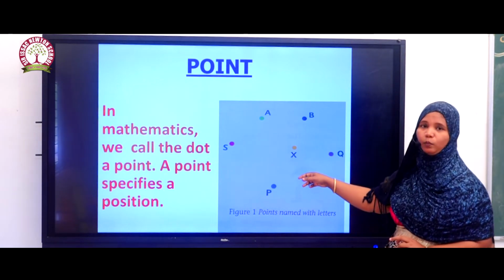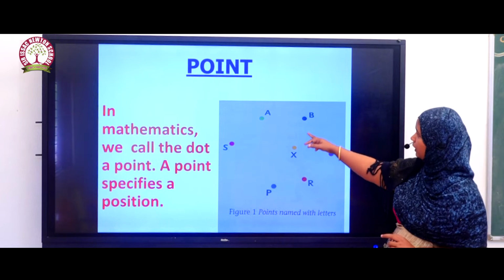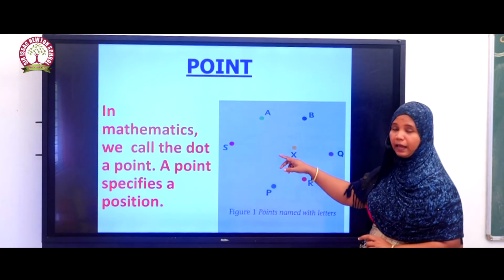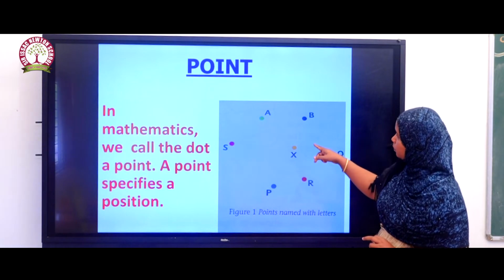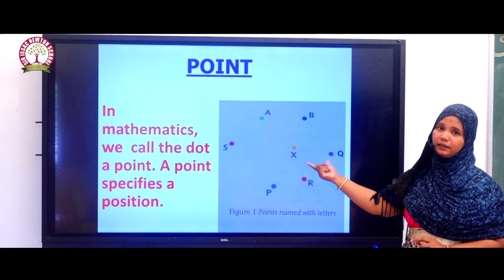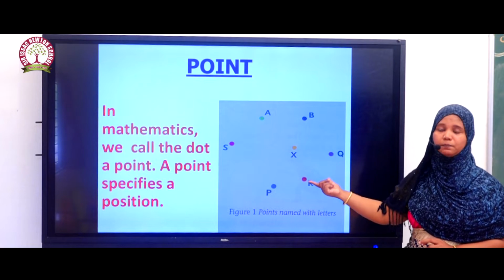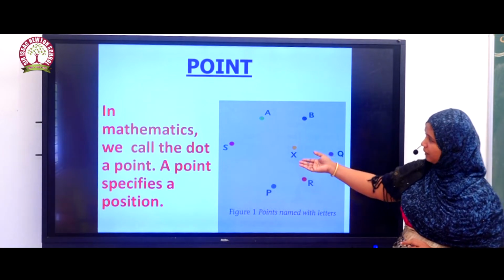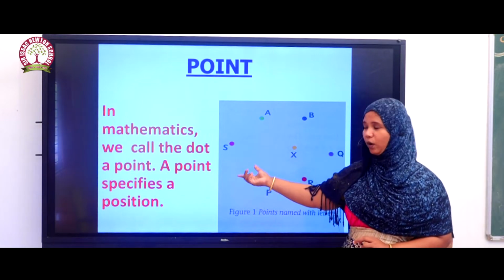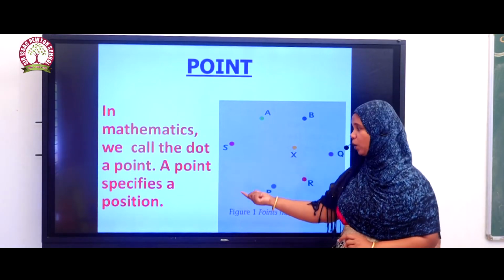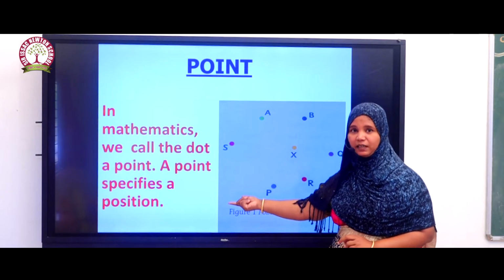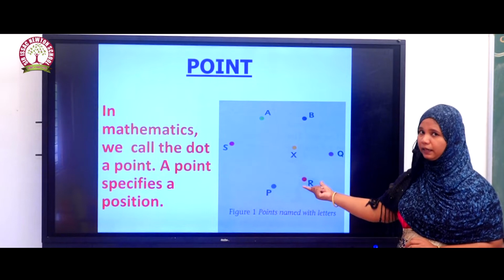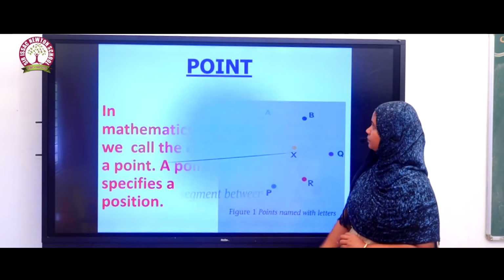So this is how we represent a point. Look at the points here: A, B, X, Q, P, R and S. Note that all these points are represented in capital letters. So the point must be represented in capital letters. Let me tell you once again, a dot, we call it a point. A point specifies position. Always the point should be represented in capital letters.